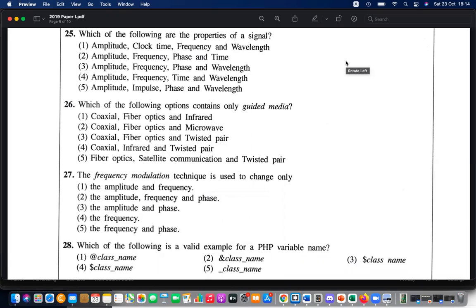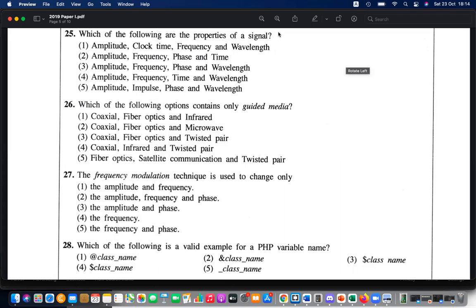Signal means basically moving data, right? Data at transit we call a signal. Data at rest can be data or information, but data at transit is a signal. So data from one location is traveling to another location, right?